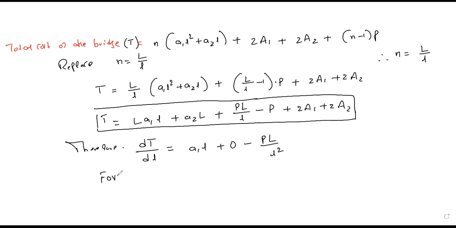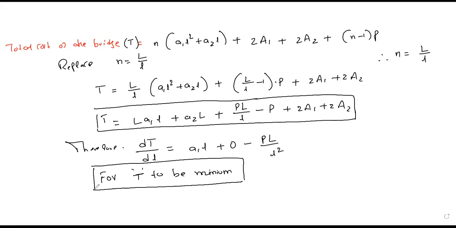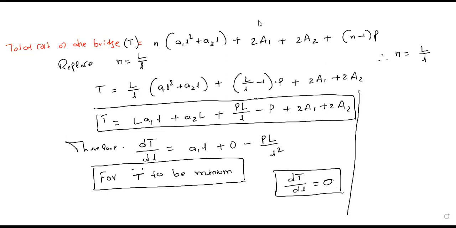Now for T to be minimum. What do you mean T minimum? We want the minimum cost of the bridge. For T to be minimum, what do I have to do? I have to make dT by dl equal to 0. If I do this, then you will get the minimum cost of the bridge. So now equate this to 0. What will you get? Look at the side. Set dT by dl equal to 0. A1L minus PL by l square is equal to 0. A1L equal to PL by l square.